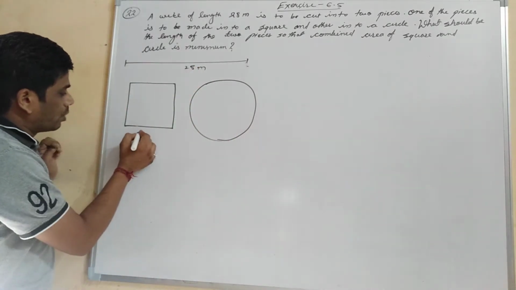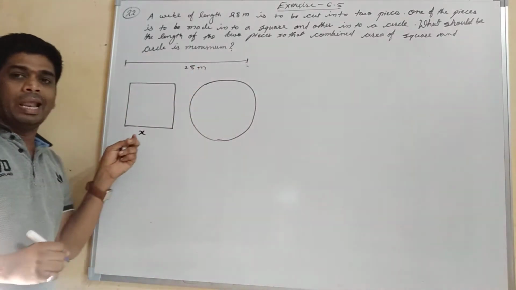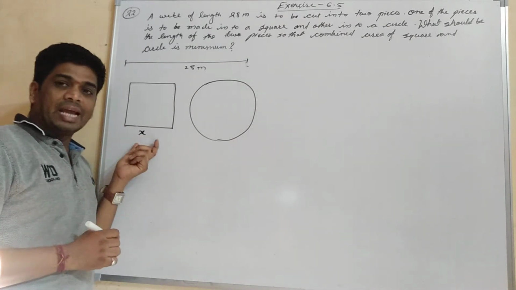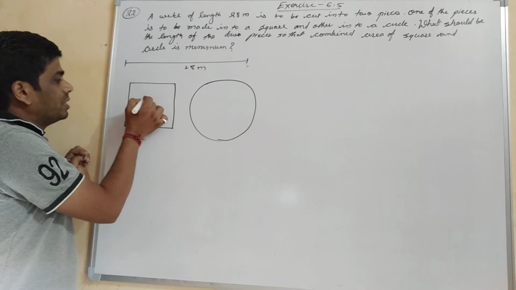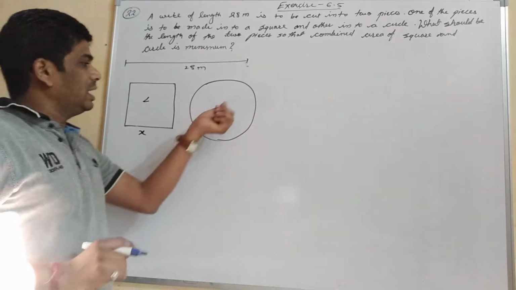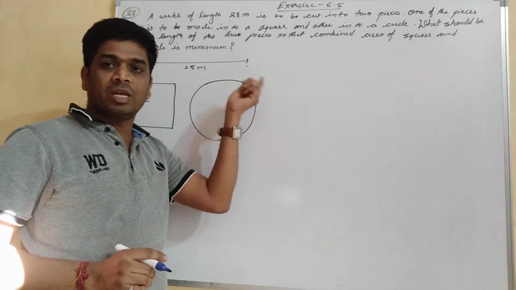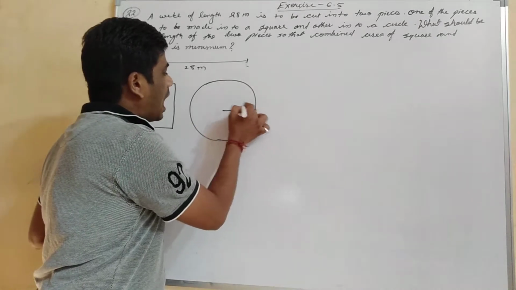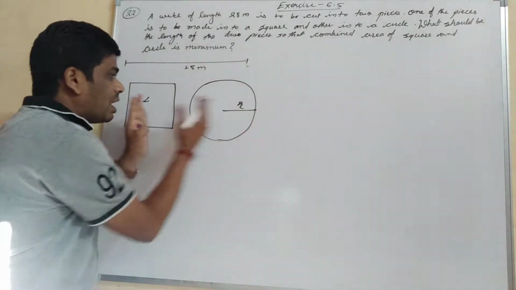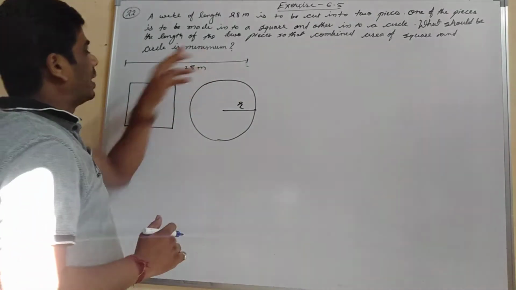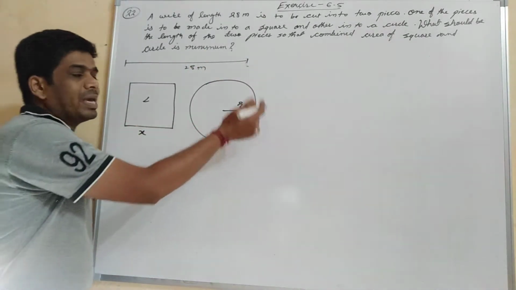So let's assume that the length of a side of the square is x. So the perimeter will be 4x, and for the circle we take radius r, so 2 pi r will be the circumference of the circle. So their sum will be equal to 28, meaning 4x plus 2 pi r equals 28.